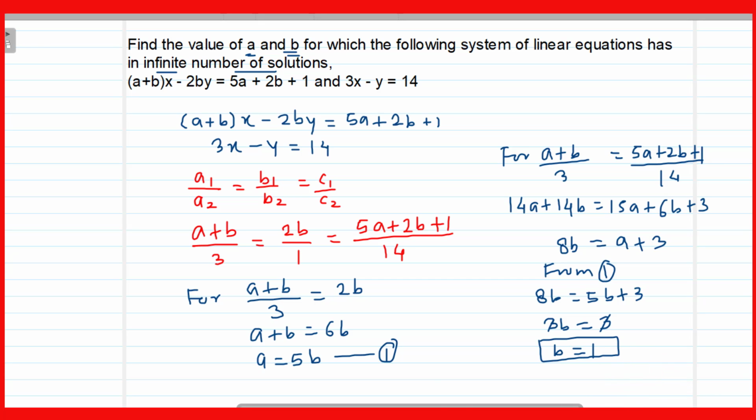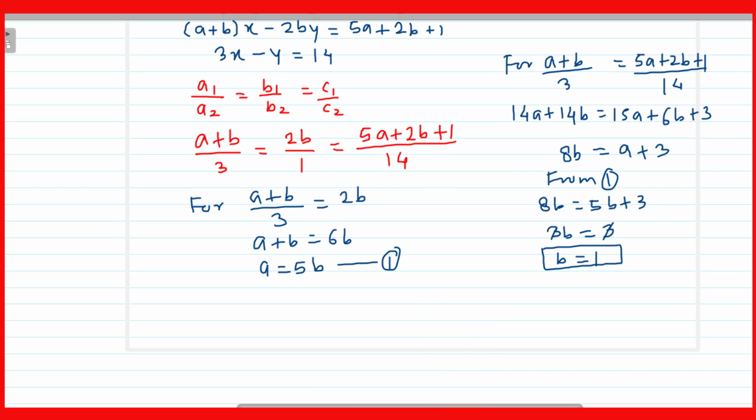Now we have to find the value of a. So put the value of b in equation number 1. So if you put this in equation number 1, you will get a is equal to 5 into 1, that is 5. So the value of a is equal to 5, and at the end write the answer. The required values are a is equal to 5 and b is equal to 1.